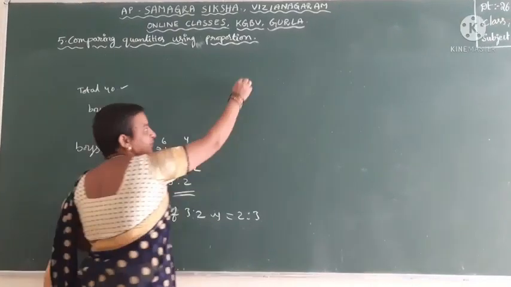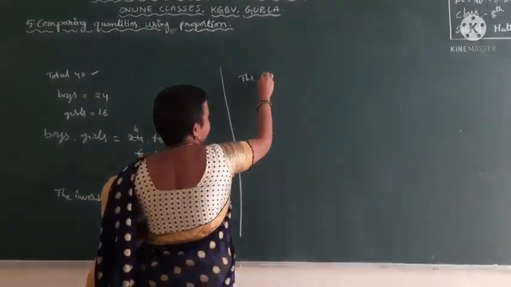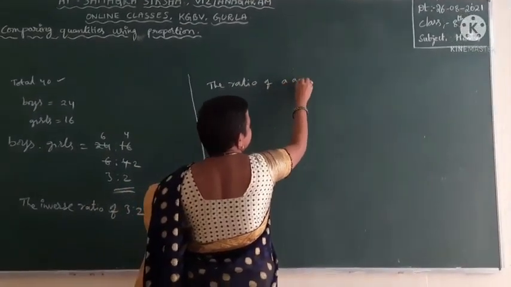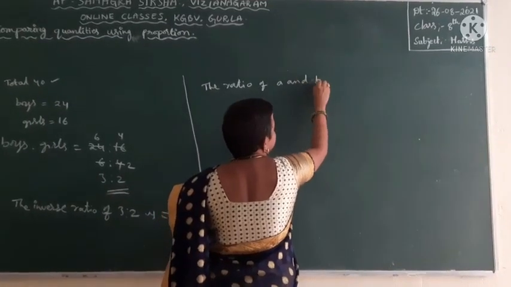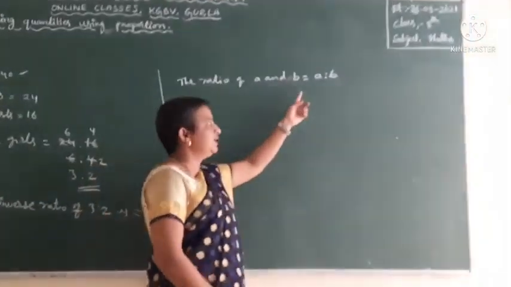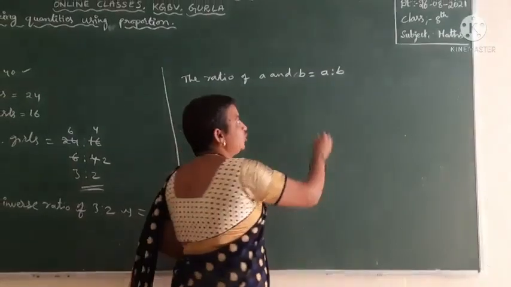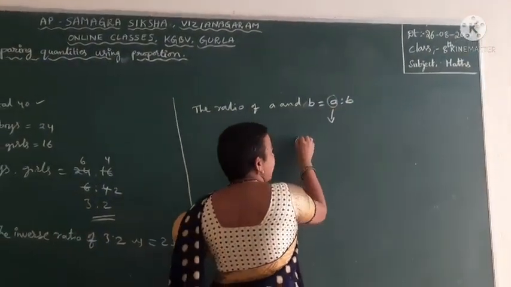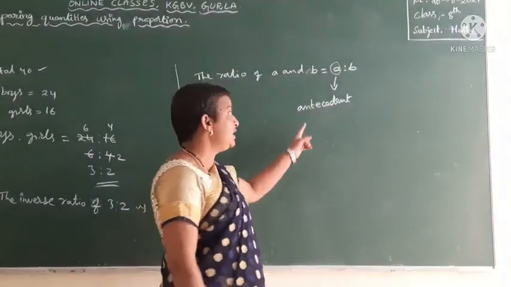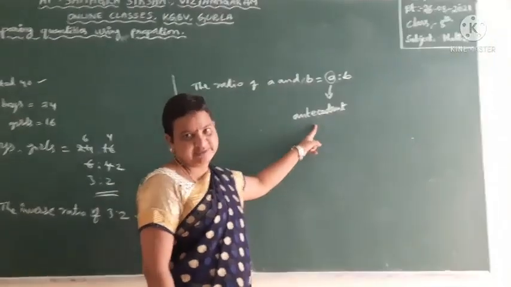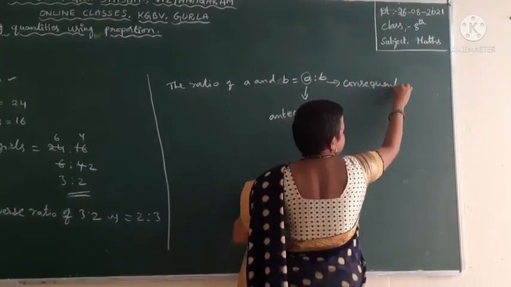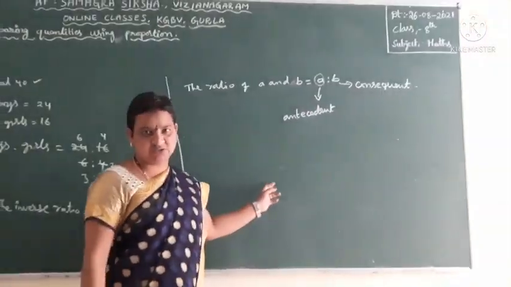If we denote the ratio of the two terms A and B, it is equal to A is to B. In this ratio, the first term A is called the antecedent, and the second term B is called the consequent. Okay, children?